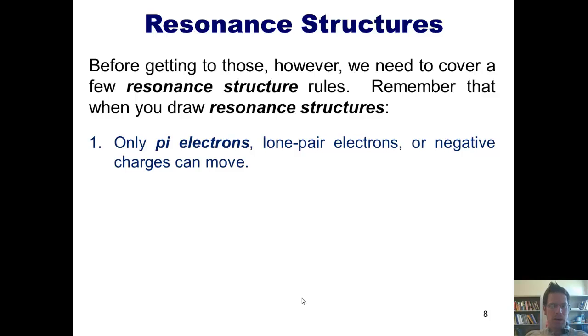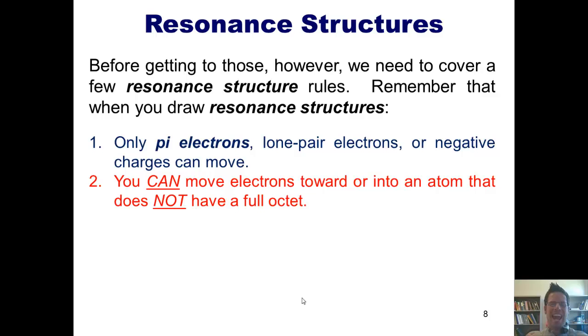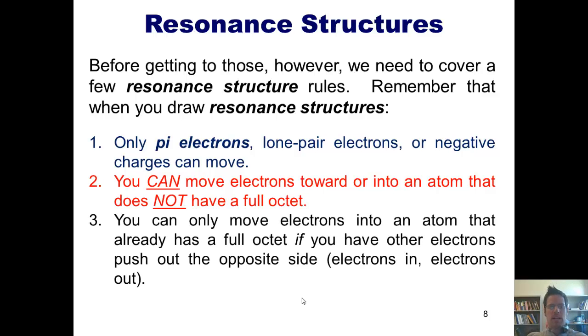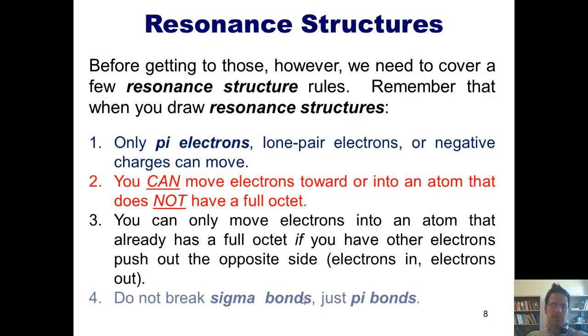You don't move positive charges or other strange bonds. Two, you can move electrons toward or into an atom that does not have a full octet. And three, you can only move electrons into an atom that already has a full octet if you have other electrons push out in the opposite direction. That is, electrons come in, electrons go out, if the atom in the middle already has a full octet. And four, we do not break sigma bonds, only pi bonds.